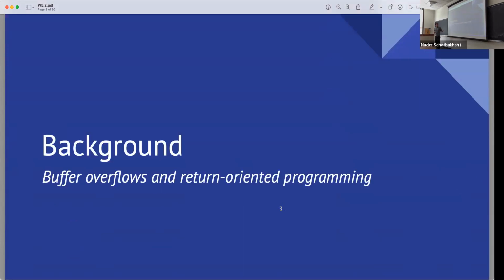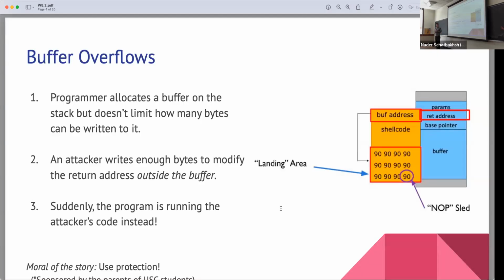Yeah. Sure. All right. So a little bit of background. We've already learned about buffer overflows and all that. Basically, the programmer allocates a buffer, but doesn't actually limit the input size. So when an attacker overwrites the stuff that's above the buffer, which is the return address, they're going to be able to get the program to run anywhere they want. And suddenly the program is owned.